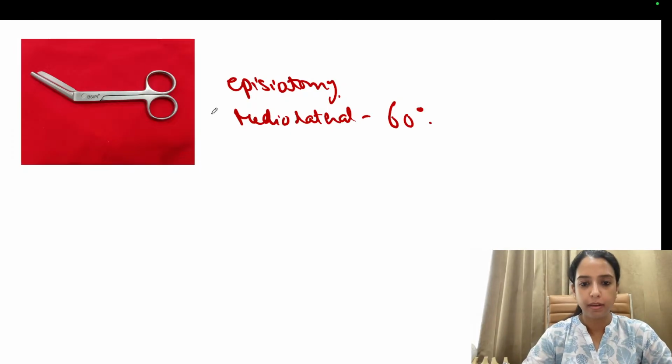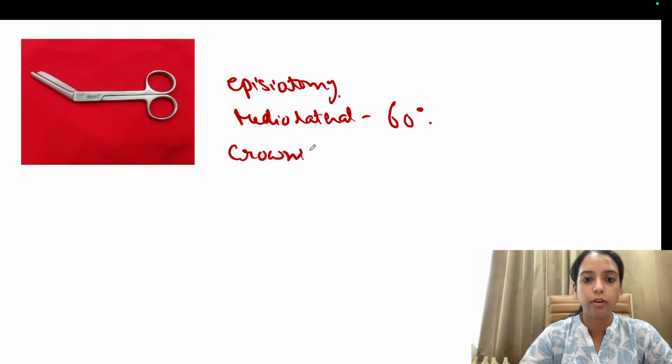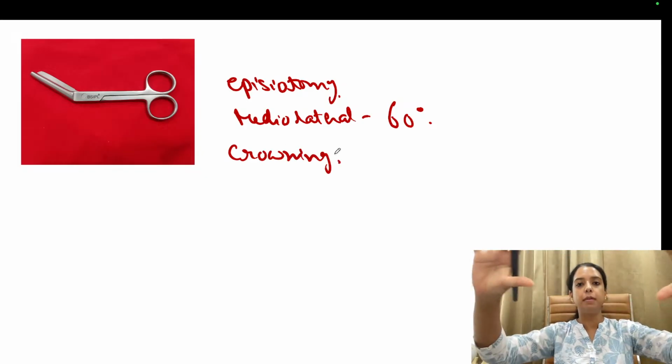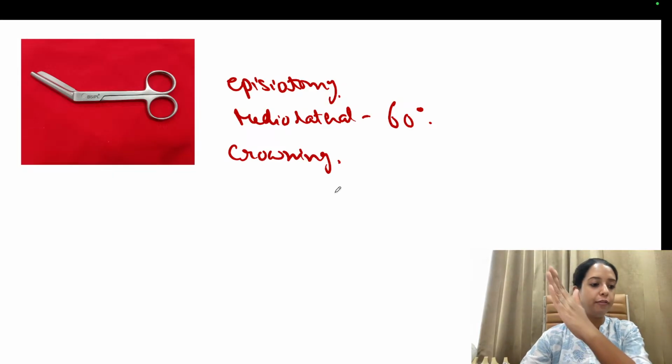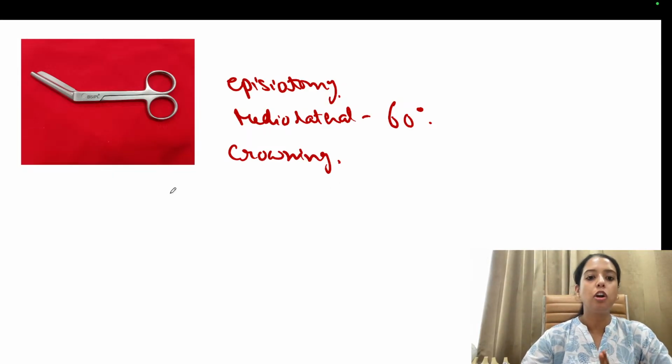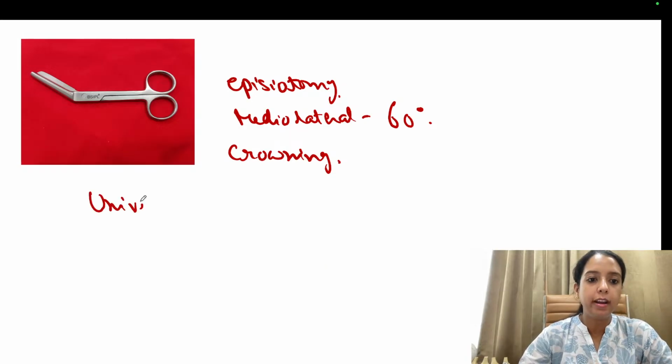When is episiotomy given? Episiotomy is given just at the time of crowning. When the perineum is maximally stretched, I give it at that time, at the time of crowning, at an angle of 60 degrees.